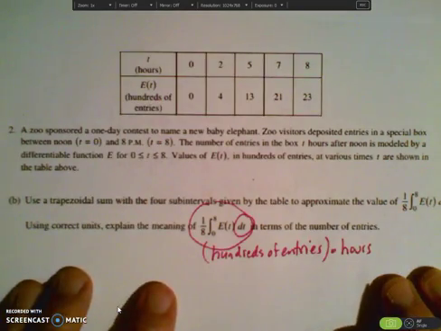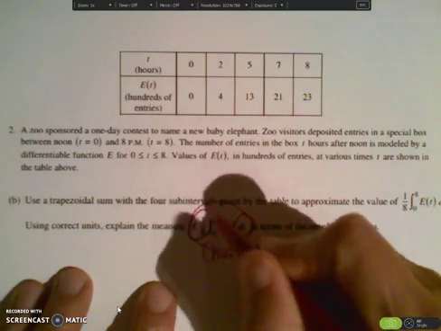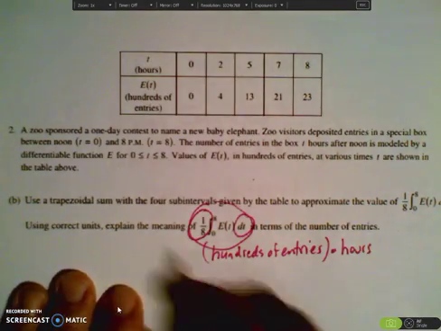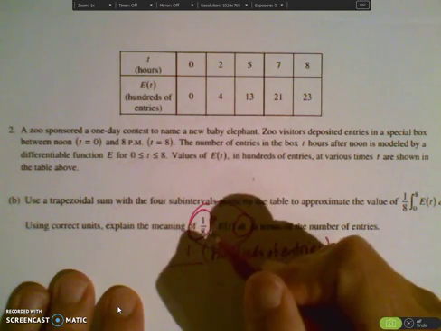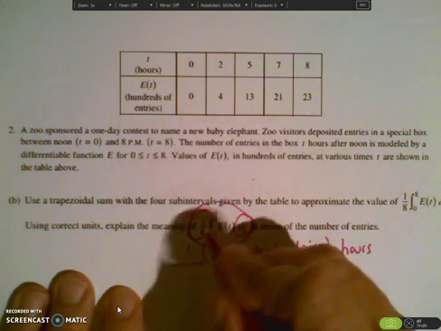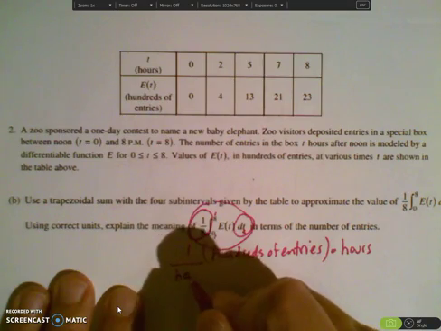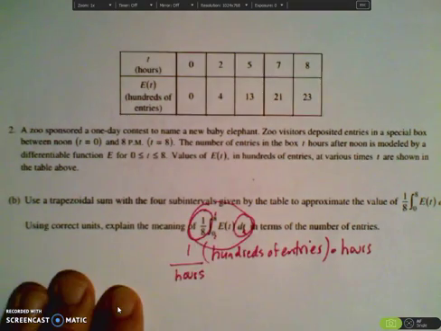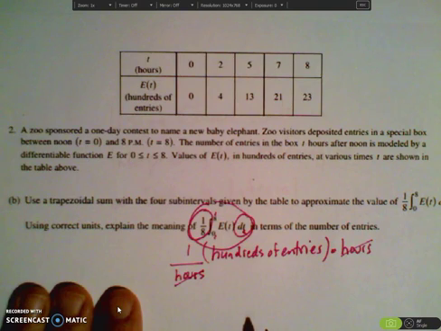And this is looking pretty strange until you remember, hey, this coefficient here also carries some units. That's 1 over 8. Notice the 0 to 8 here, and those are time units. So this 8 is 8 hours. Notice that these hours here divide out, and so our answer is going to be hundreds of entries. Specifically, it's the average number of entries in hundreds over the time interval from t equals 0 to t equals 8 hours.